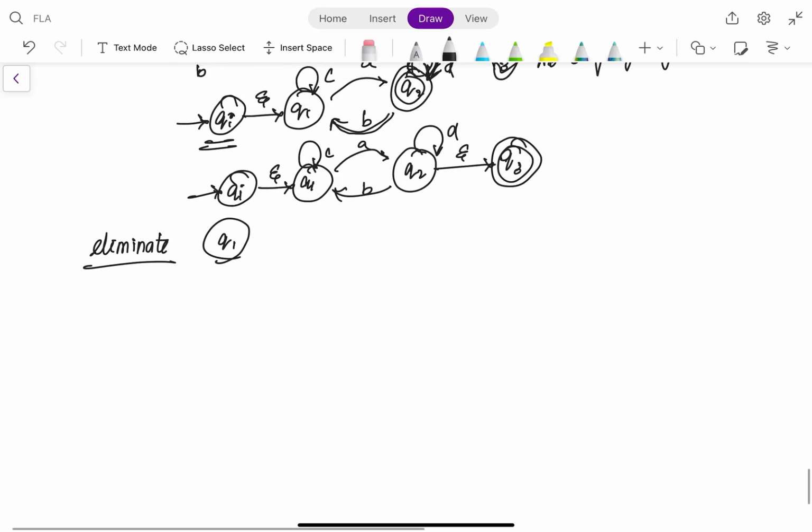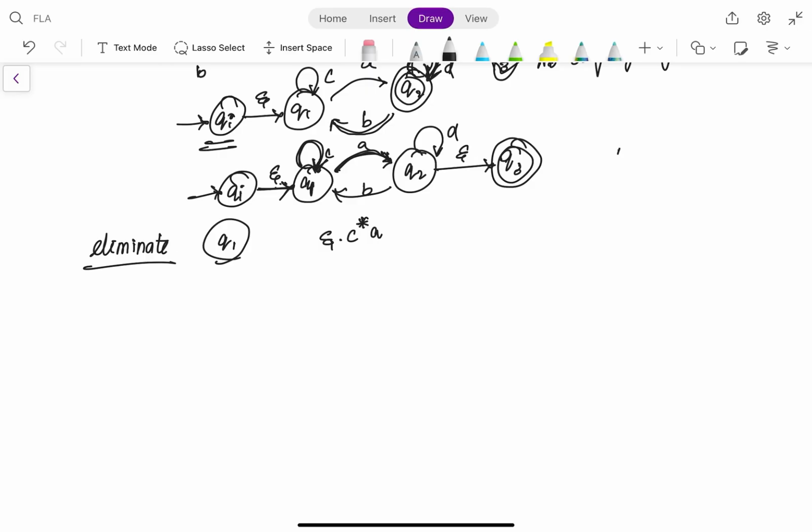So if you see Q1, you can write it as epsilon dot C any number of times into A. These are the outgoing edges and incoming edges to Q0, right? The incoming edge, the outgoing edge. So it has epsilon first, then C any number of times, then A. That's how it is written, no?